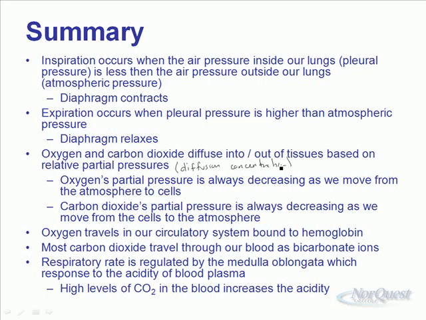Oxygen travels in our circulatory system bound to hemoglobin. That's its primary transport method through our circulatory system. The primary method for carbon dioxide is that it travels through our blood as bicarbonate ions. Respiratory rates are regulated by the medulla oblongata, which is monitoring the acidity of our blood plasma. High levels of carbon dioxide increase acidity, causing inspiration.